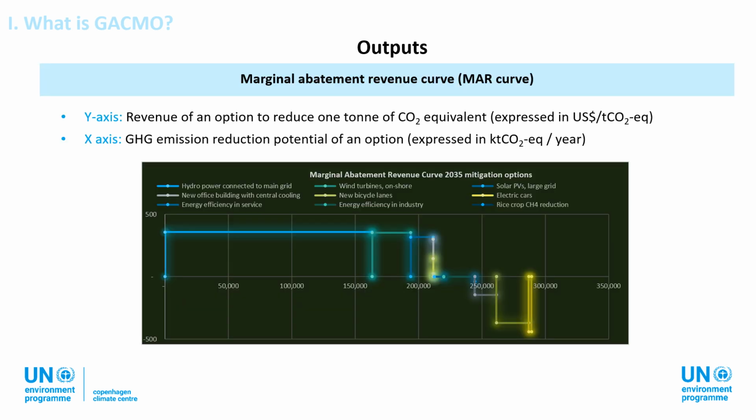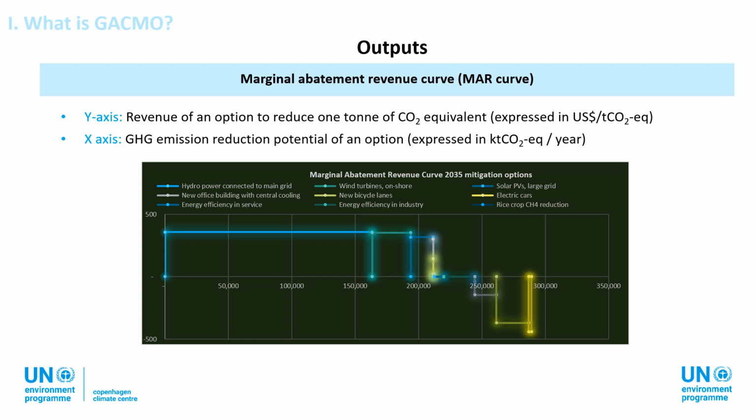One of the main results of the GACMO tool is the marginal abatement revenue curve, or MARC curve. On the y-axis, it represents the revenue of an option to reduce 1 ton of CO2 equivalent. On the x-axis, it represents the GHG emission reduction potential of a mitigation option. The marginal abatement revenue curve can support the user to select mitigation options that provide higher emission reduction at lower cost.